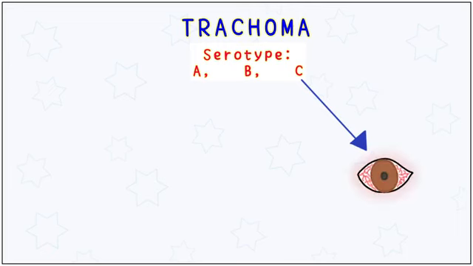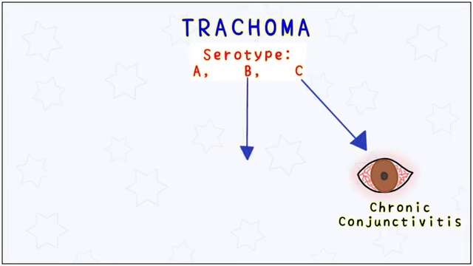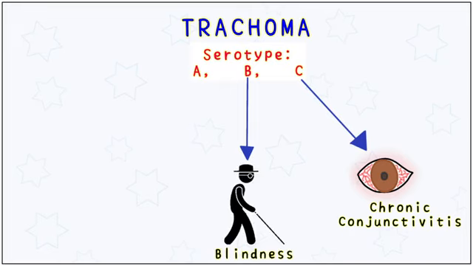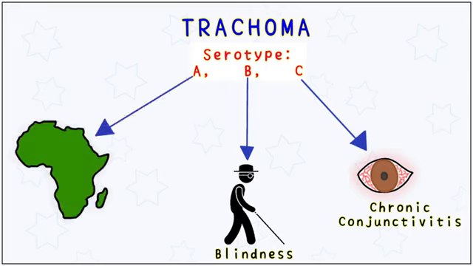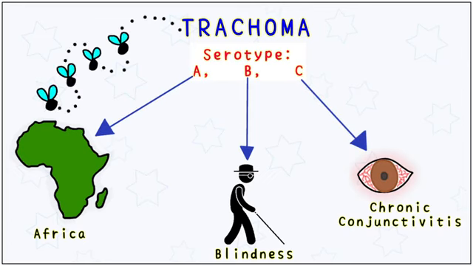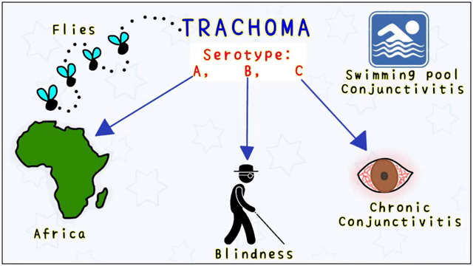Trachoma is another form of chlamydia infection. Its serotypes are A, B, and C, which will help you remember all its important features. C is for chronic conjunctivitis, where the follicles get infected, leading to inturning of the eyelashes, which causes corneal scarring. Repeated damage to the cornea leads to B for blindness. Trachoma is the leading cause of preventable infectious blindness. This condition is mostly found in A for Africa. This disease is sometimes spread by flies and is also called swimming pool conjunctivitis.